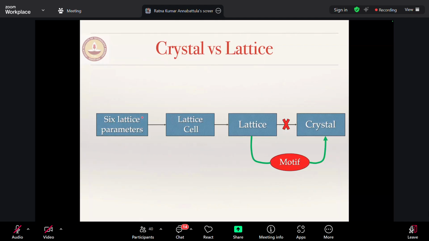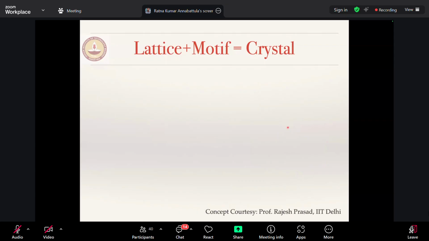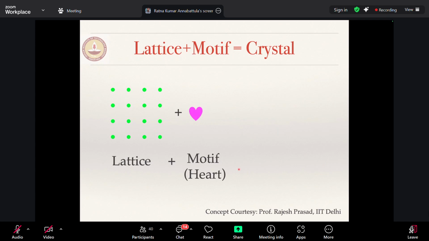You typically have 6 lattice parameters, and you have a lattice cell from which you can generate the lattice. Only when you put a motif at those lattice positions does it become a crystal, otherwise it is not a crystal. That point becomes clearer with this example. Let us say you have a lattice, points in space, and now you add a motif, a heart as a motif. Meaning, at these points you have to put a heart. Then you have a love crystal.